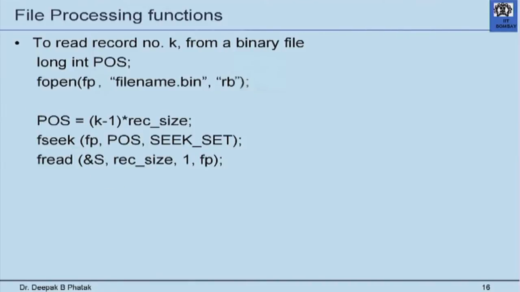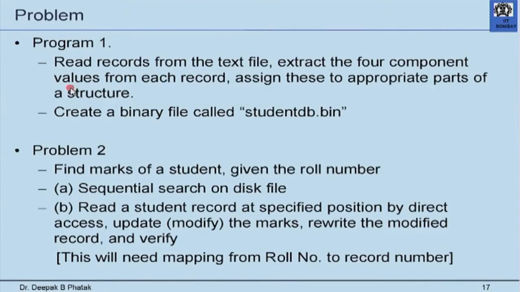There are two examples which I have given in the handout. These are the two problems that those examples solve. The first problem says, read records from a text file and extract the four component values from each record. Which are these four component values? The same which we described earlier: roll number, name, batch number and marks of a student. And there are multiple students listed in that file. In fact, the same data is given as a sample input file in the handout.